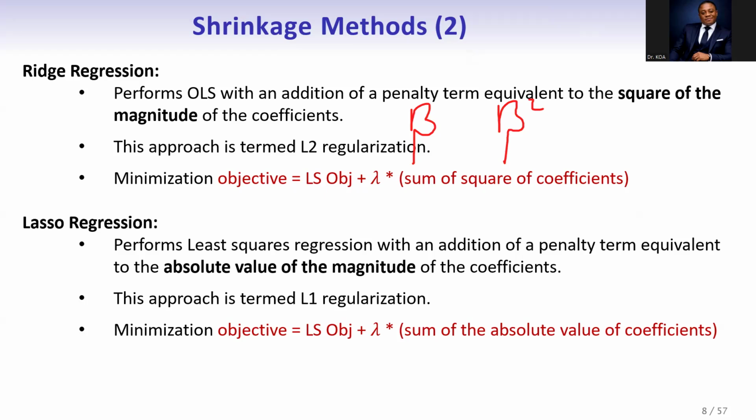And then lasso regression will bring the absolute value of beta instead of the beta square. So what they are doing is that they are introducing another term into the model. Is that good? Well, let's see whether this introduction is good.